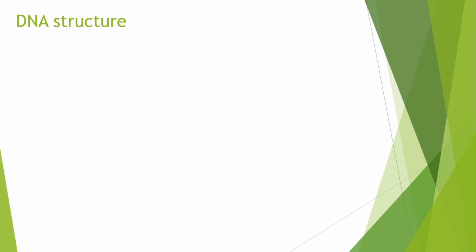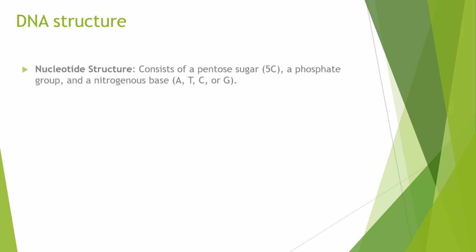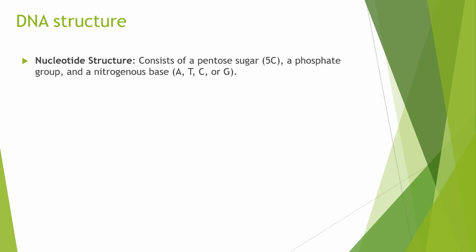Okay, so let's start looking at the basic structure of a nucleotide. A nucleotide consists of three main components: a pentose sugar, which is a 5-carbon sugar, a phosphate group, and a nitrogenous base. These bases can be adenine, A, thymine, T, cytosine, C, or guanine, G. These nucleotides are the building blocks of DNA.